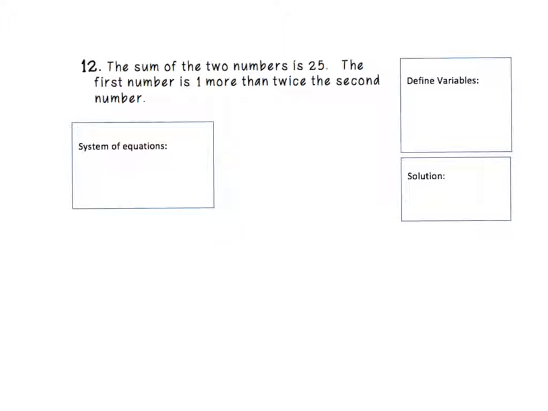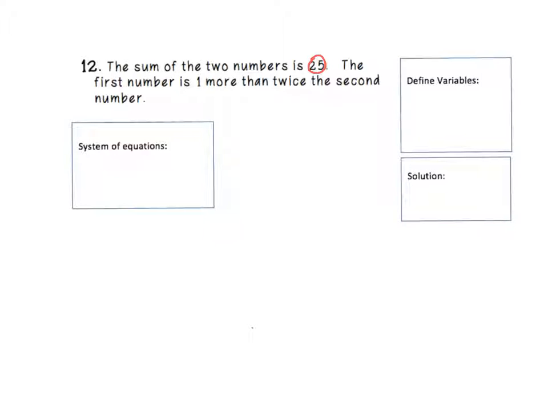So we're taking a look at this word problem here, number 12, and as I'm reading through this, I'm going to make sure I'm circling any totals that I might come across. So it says the sum of the two numbers is 25. So that total is always going to be next to the word "is."